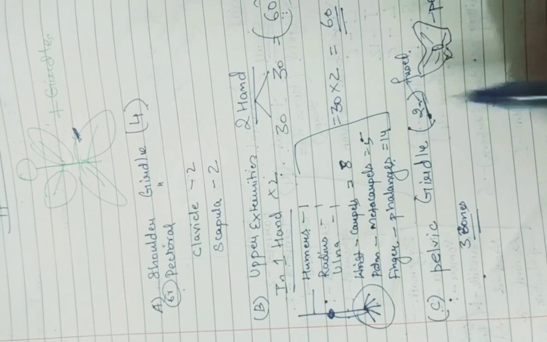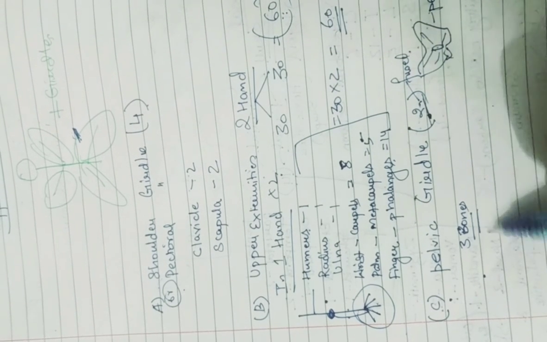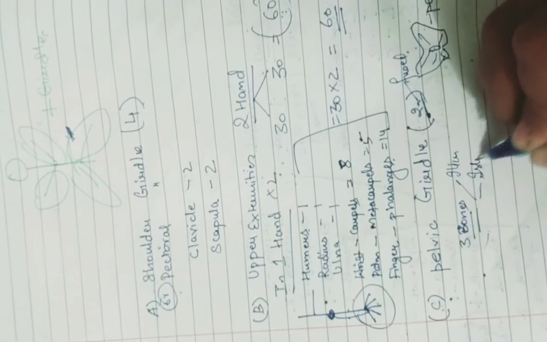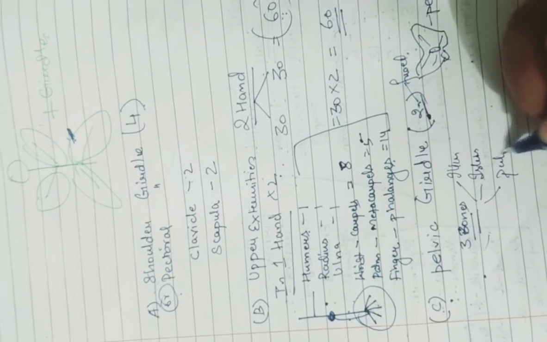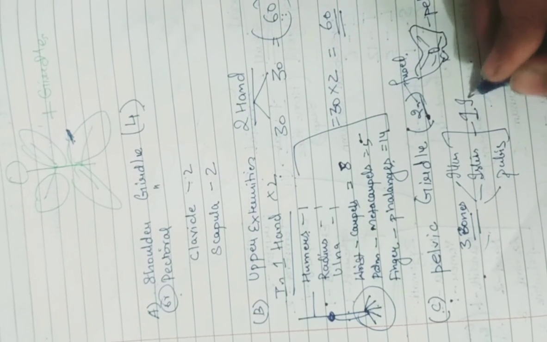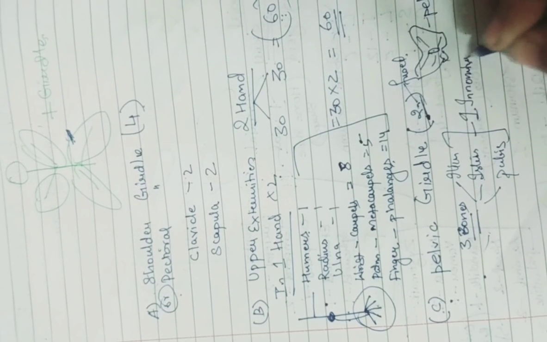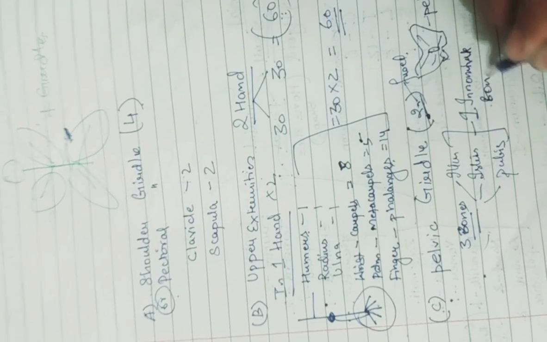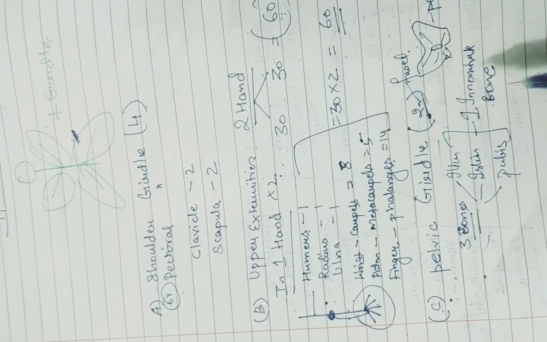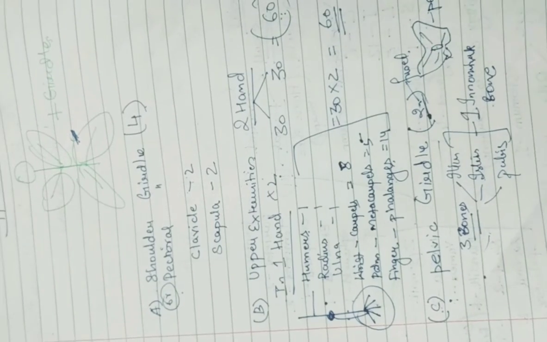Each innominate bone is fused from 3 bones, that is the ilium, ischium and pubis. Along with these 3 you will call them one innominate bone, because they fuse and make one innominate bone. So your pelvic girdle has 2 innominate bones.